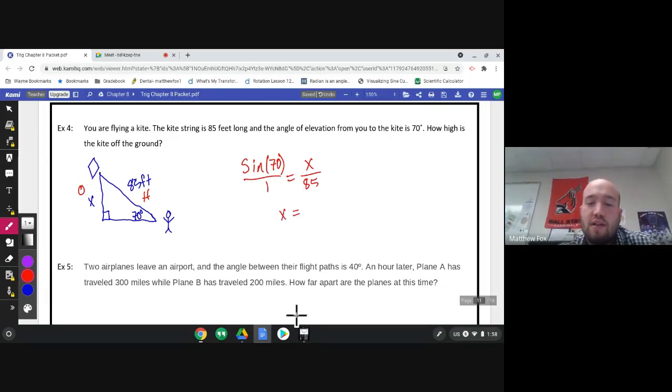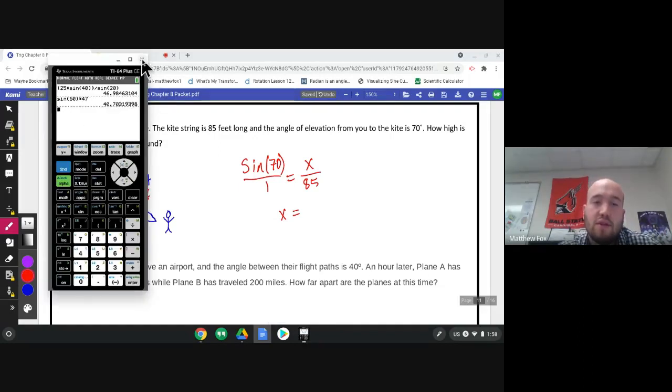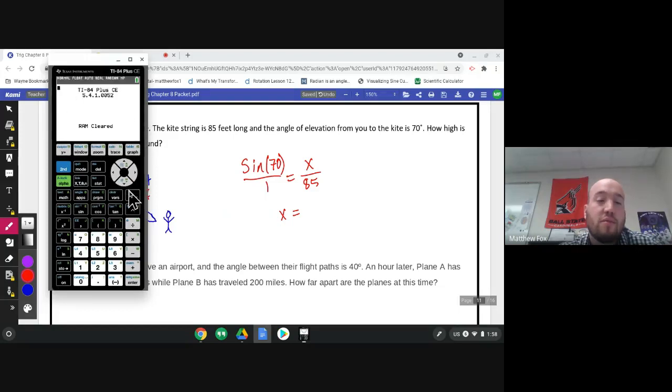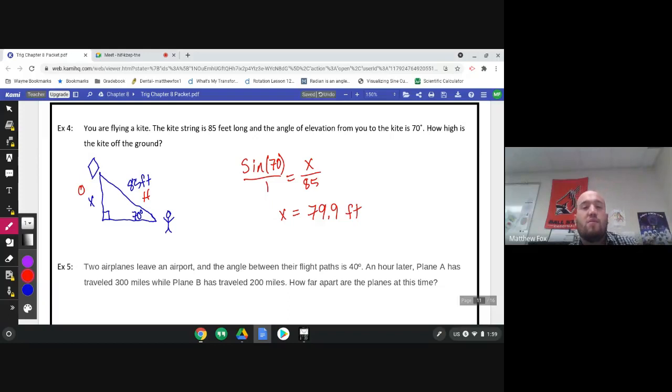Now remember, anytime we use this, mine was already open, but if you open it, you have to change it into degree mode. Whatever calculator you're using, make sure it's in degree mode. So we go down, go over, hit enter, then I can hit clear. So I just do 85 times the sine of 70, close it, hit enter, and we will get 79.9. If we go to 1 decimal, 79.9, label is the same, feet. Okay, so 79.9 feet above the ground.